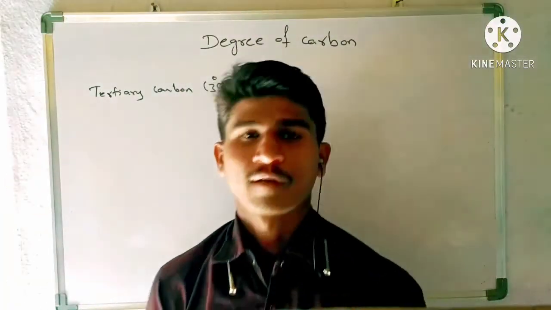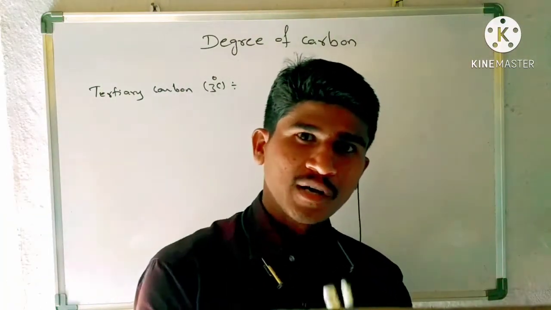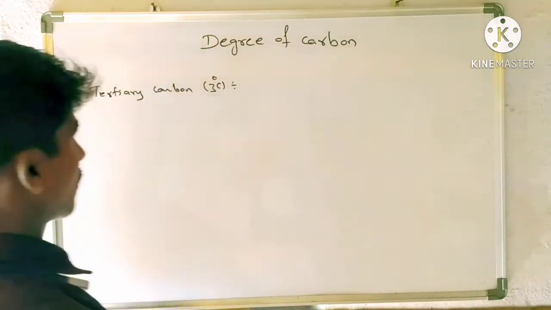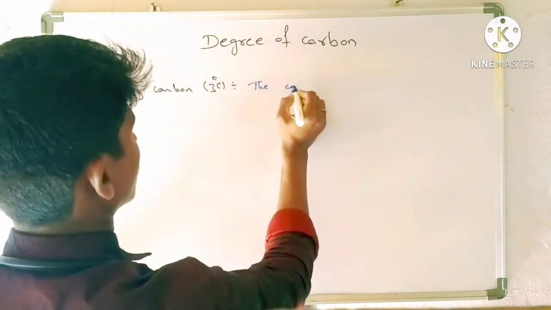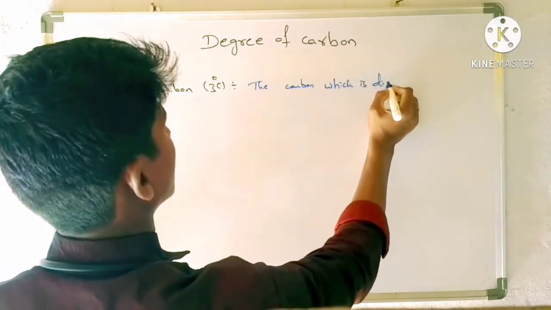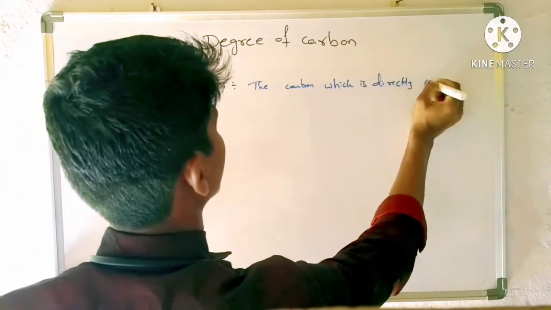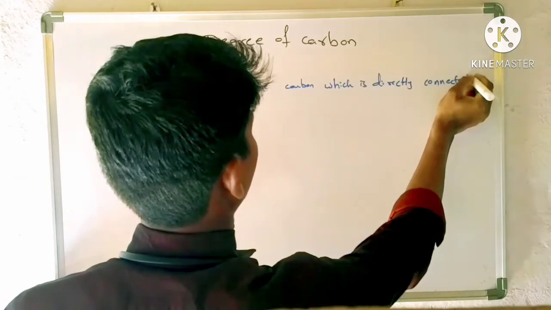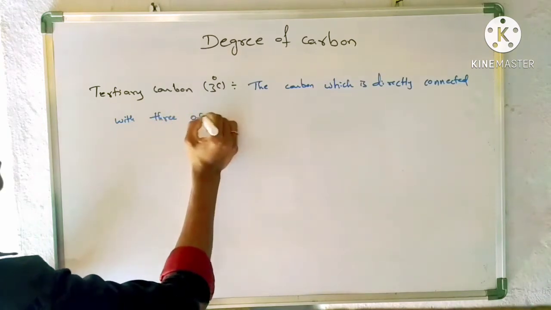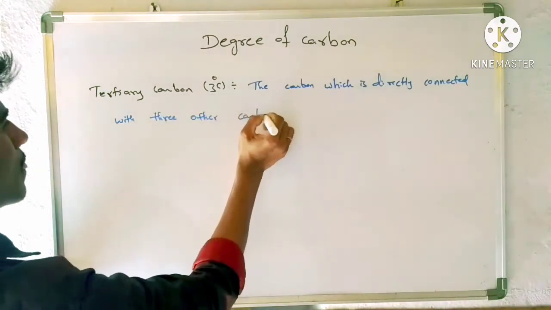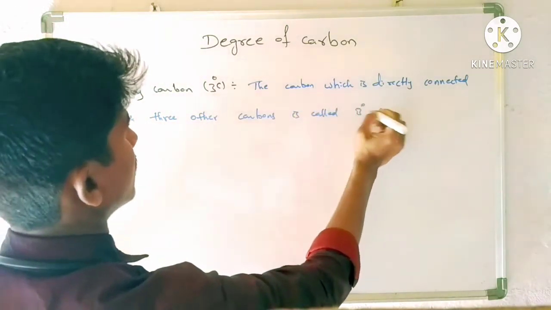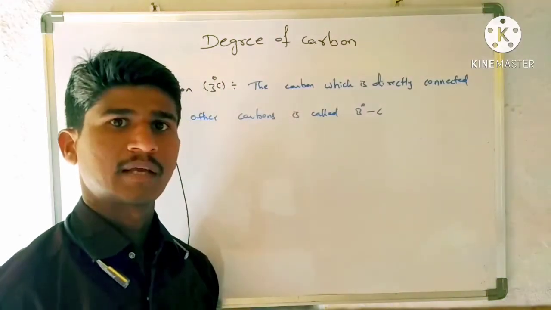The third one is tertiary carbon. Tertiary carbon means the carbon which is directly connected with three other carbons is known as tertiary carbon. Okay, let us take an example.